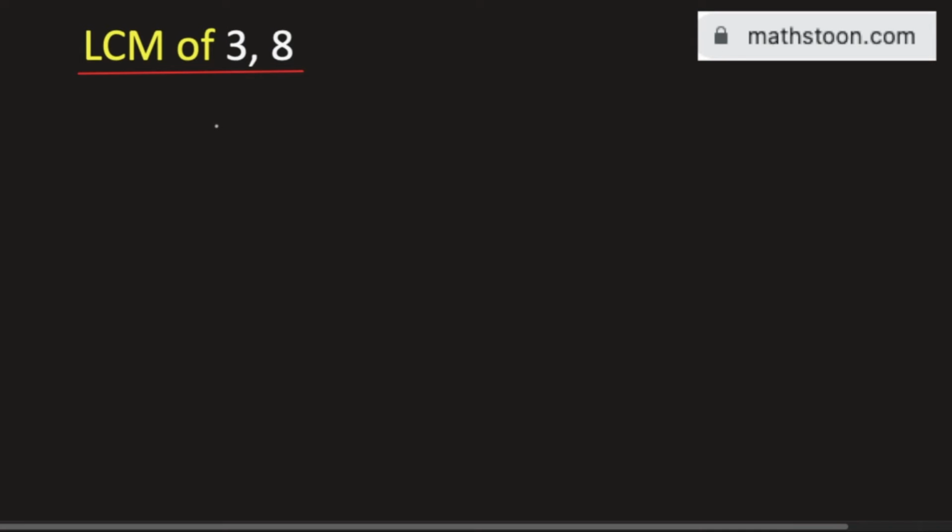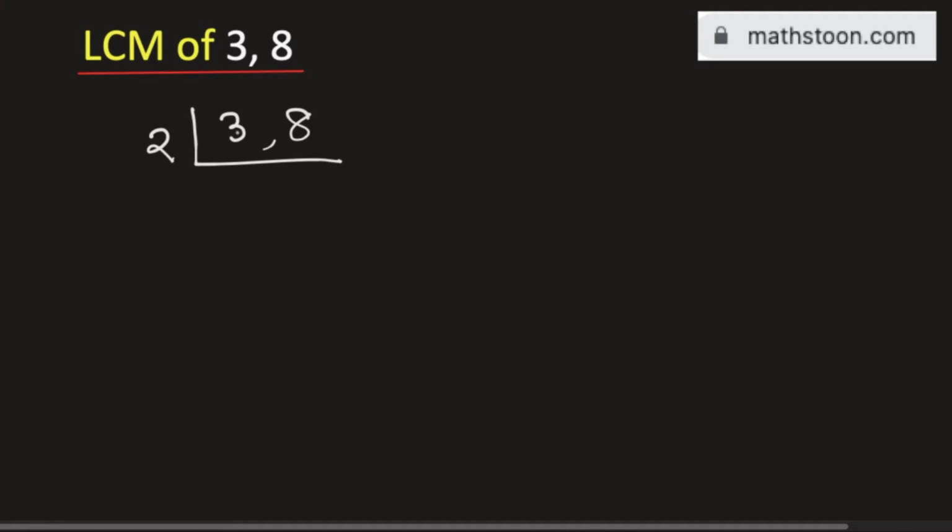In this video, we will find the LCM of 3 and 8. We will use the division method. We will divide these numbers by prime numbers. We will start from the lowest prime number, which is 2, as 2 divides one of the numbers.